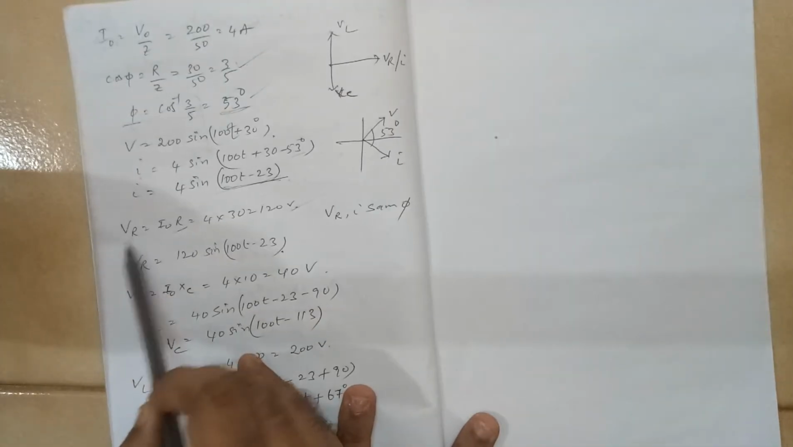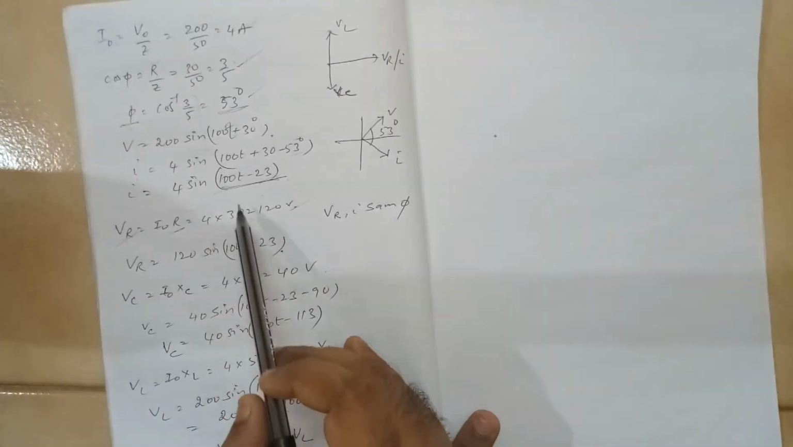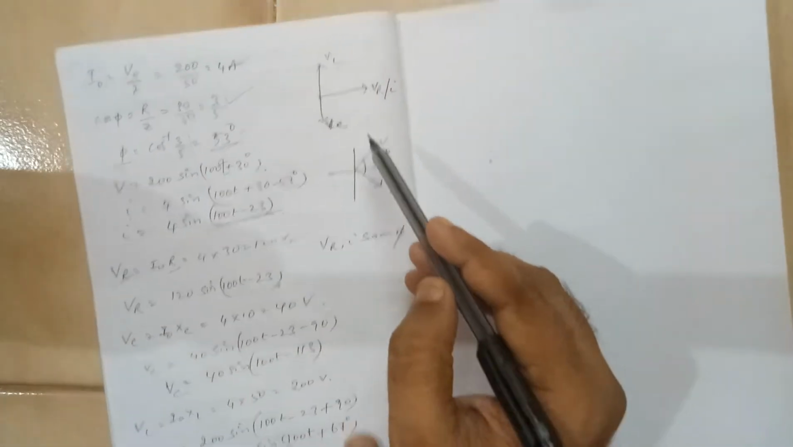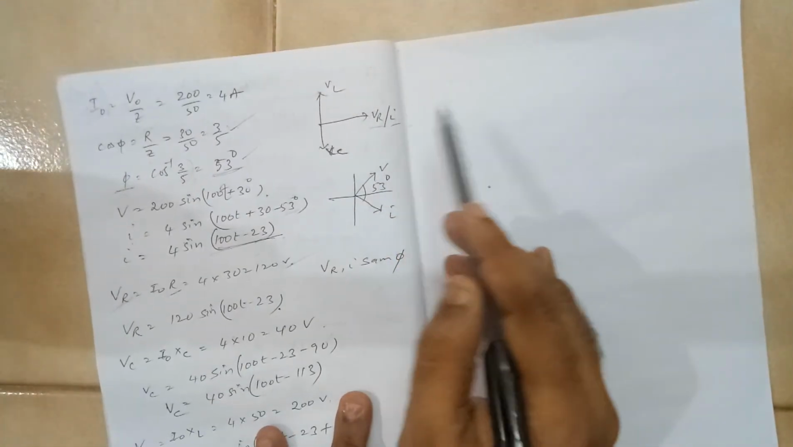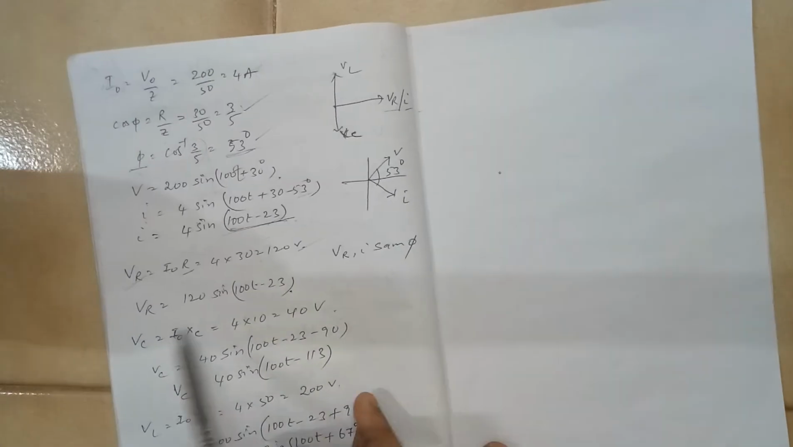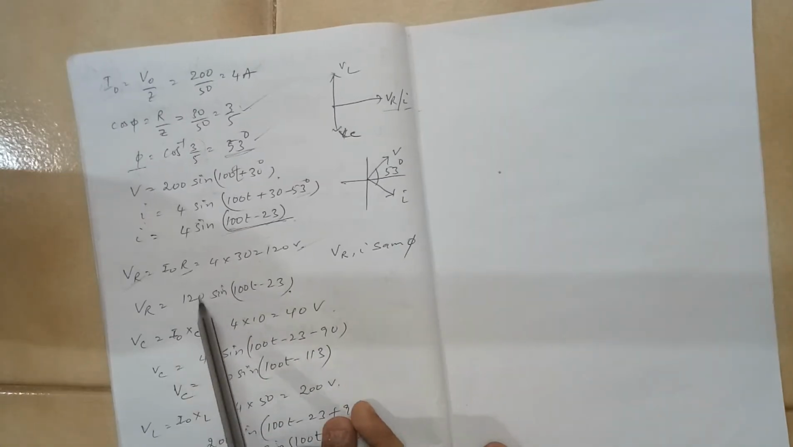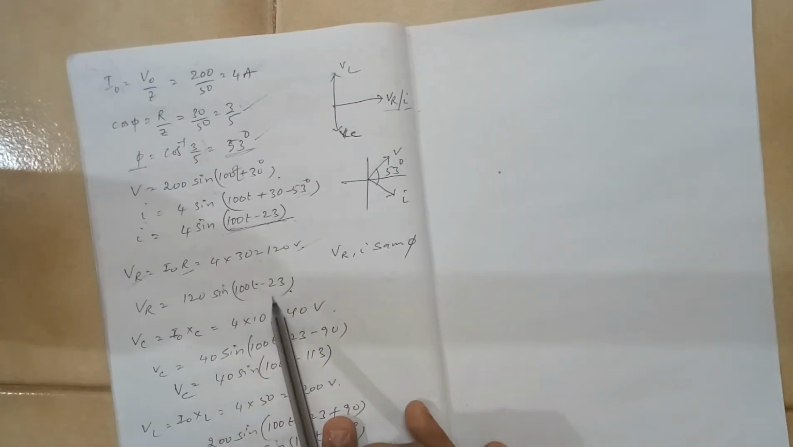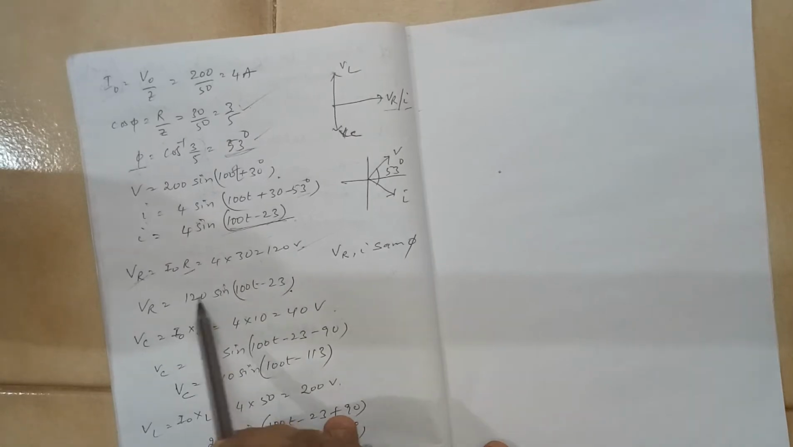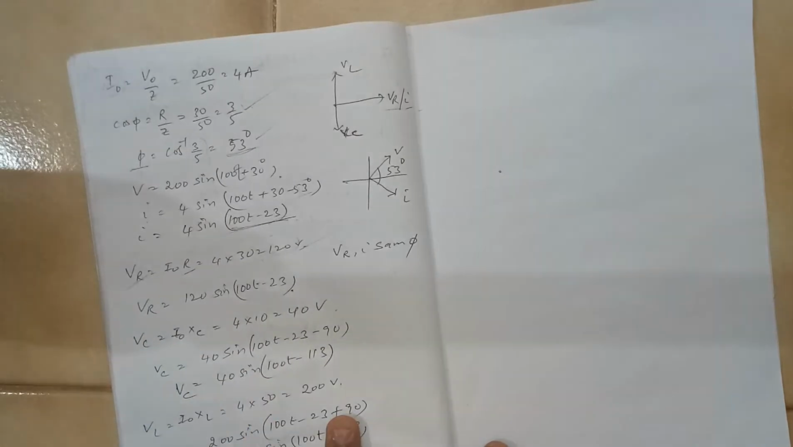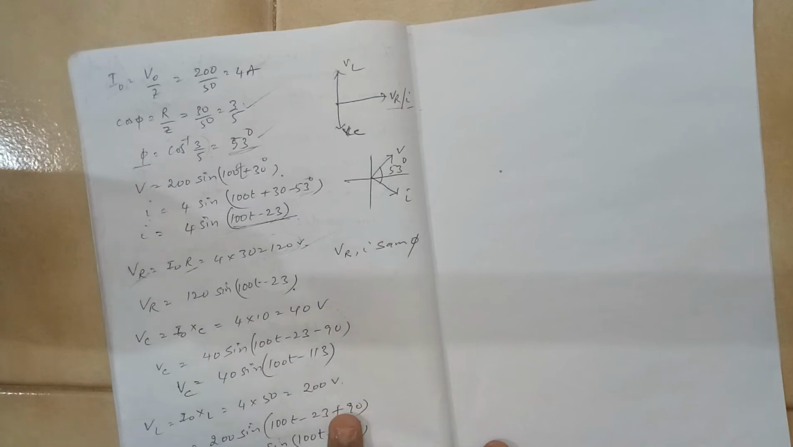Now you have worked out VR. VR and I will be in the same phase. Look at this diagram. VR and I are always in the same phase. So what will be the value of VR? It will be 120 into sine 100t minus 23. Why 120? Because VR peak value is 120, which we have just worked out.